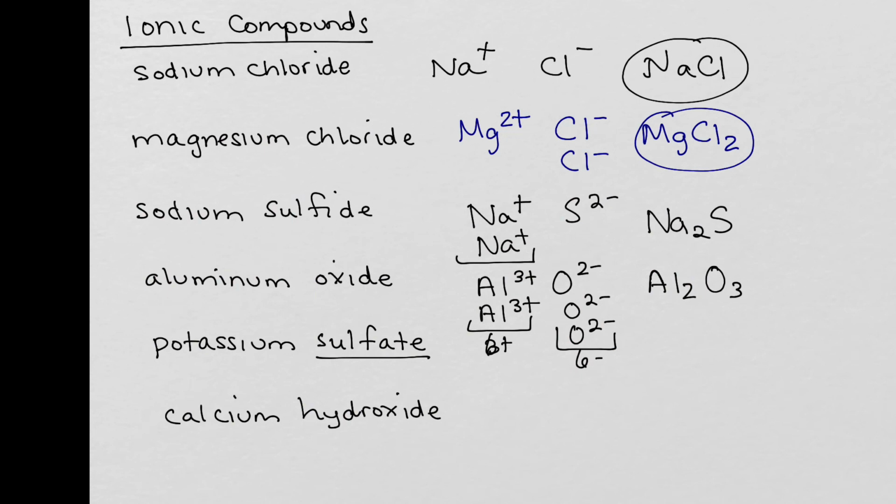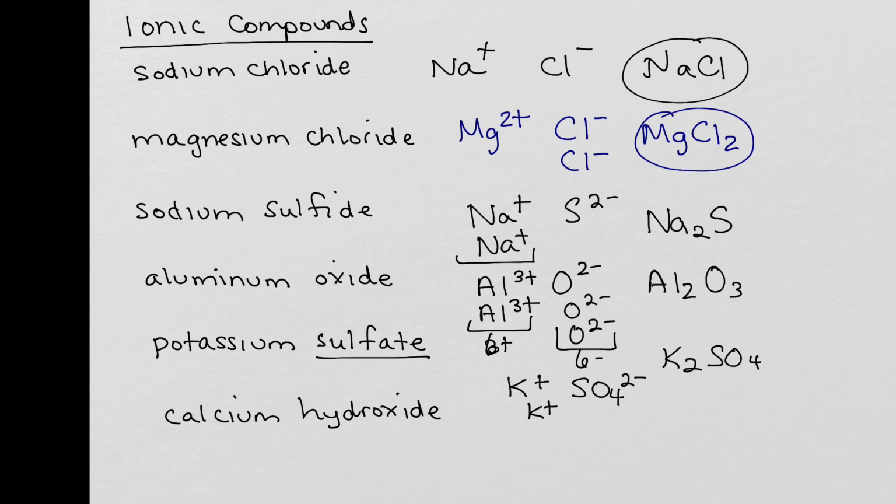So potassium sulfate. Potassium is +1, and sulfate is 2-. So if I look at this, I know that I'm going to need 2 potassium for every 1 sulfate, so that I get a 2+ and a 2- canceling each other out. So my formula would be K2SO4.